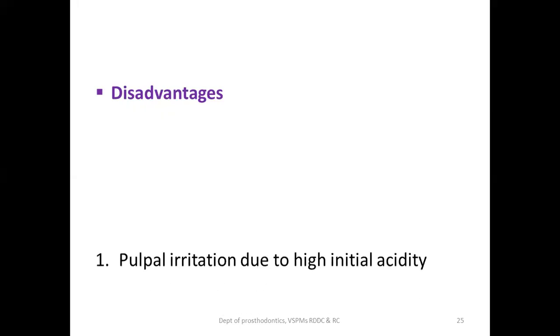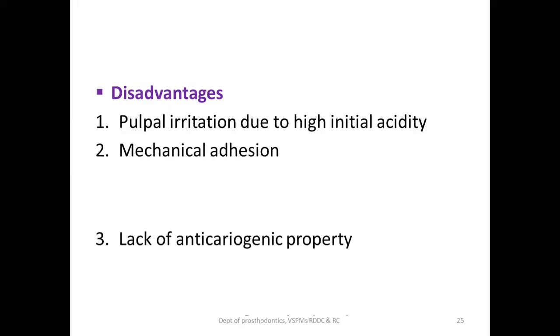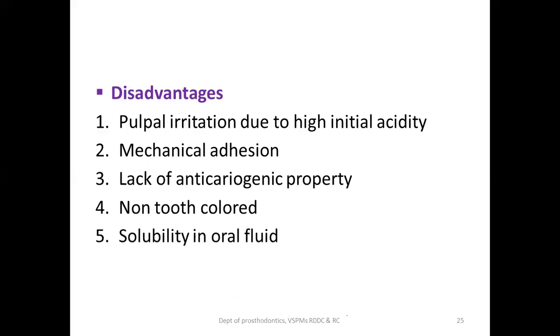Now, what are the disadvantages of this cement? Because of the acidity of the liquid, it is highly irritant to the pulp. Then it is mechanically adhering. There is no chemical adhesion of this cement. No fluoride in it, so no anticariogenic property. It is a non-tooth-colored cement. Solubility occurs in the oral fluid. Poor in tensile strength. So these are the other disadvantages of this zinc phosphate cement.